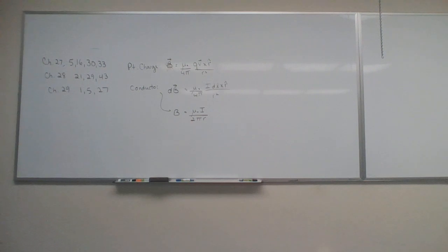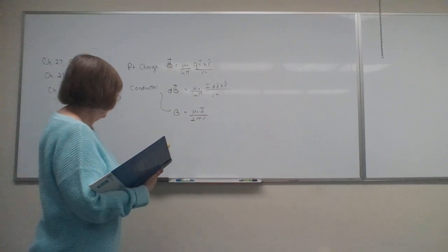Let me look at the text. Okay, 21, direction of the magnetic field. Let's look at 21. I like 21. You could go back later and perhaps do 28 and do the other one, 43, but let's look at 21 with the time we've got.